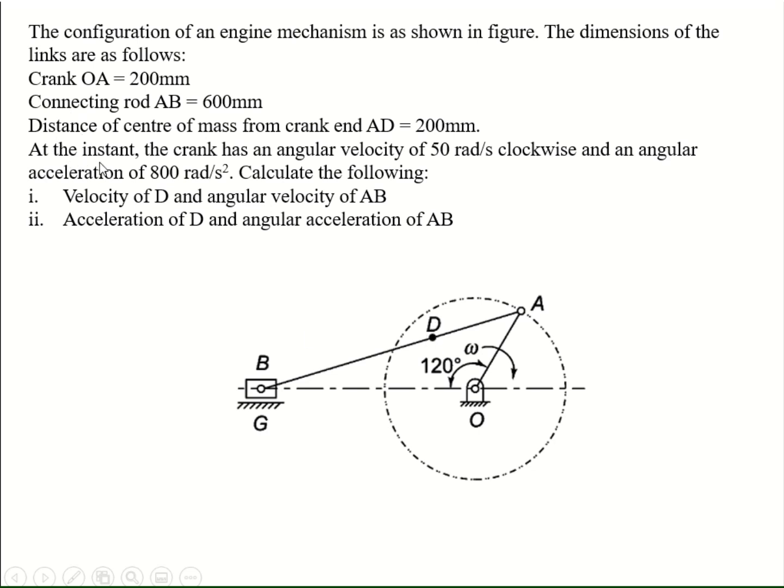Also, at the instant shown in the diagram, the crank has an angular velocity of 50 radians per second in the clockwise direction, and it also has an angular acceleration of 800 radians per second square. In the problem, you need to calculate the velocity of D and the angular velocity of the rod AB. In the next step, you also need to find out the acceleration of the point D and the angular acceleration of AB.